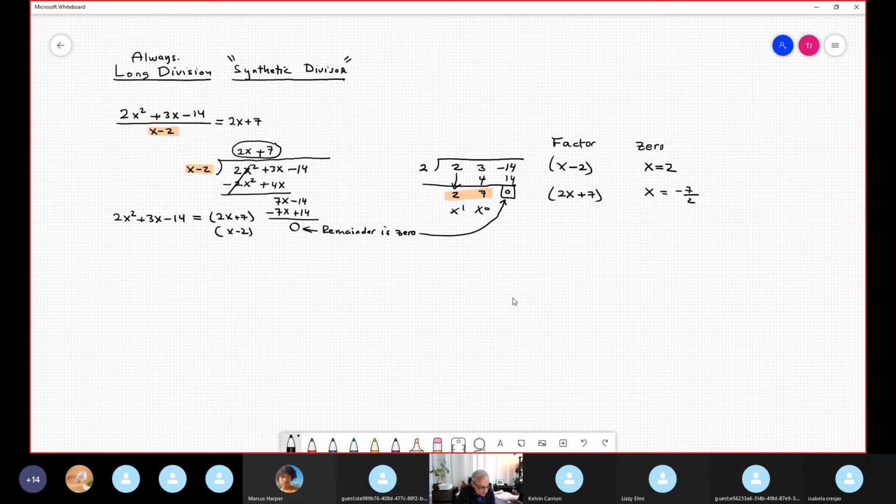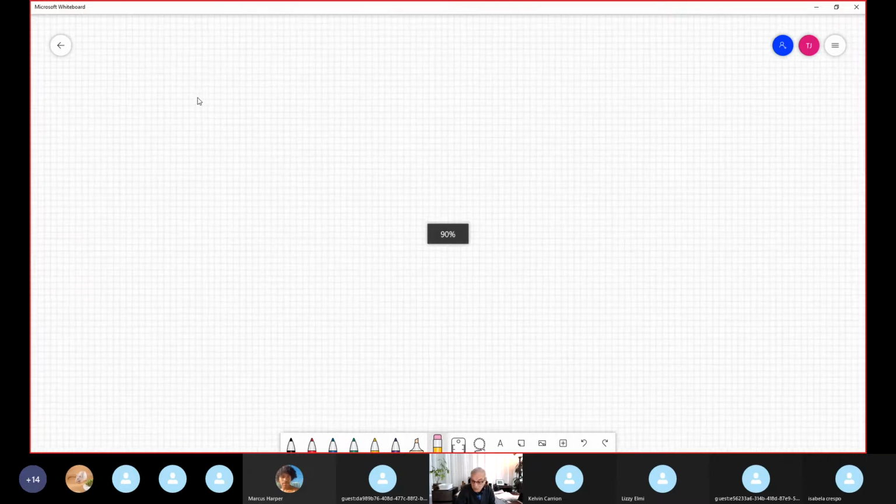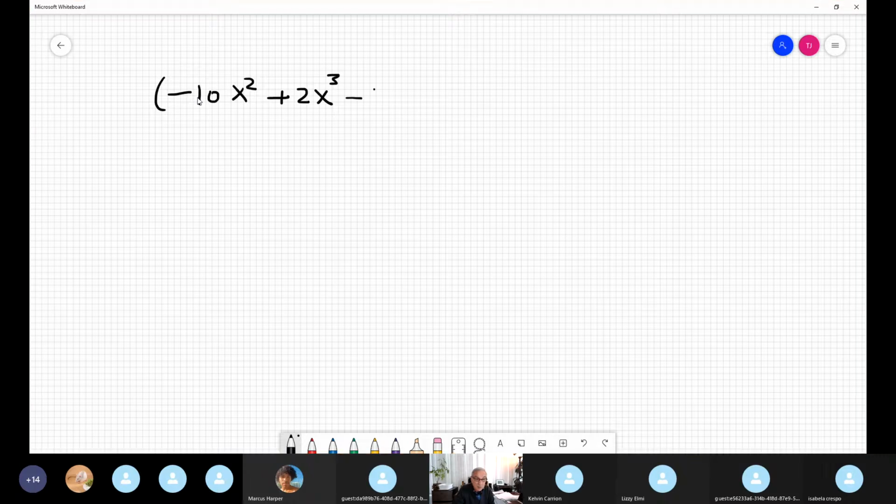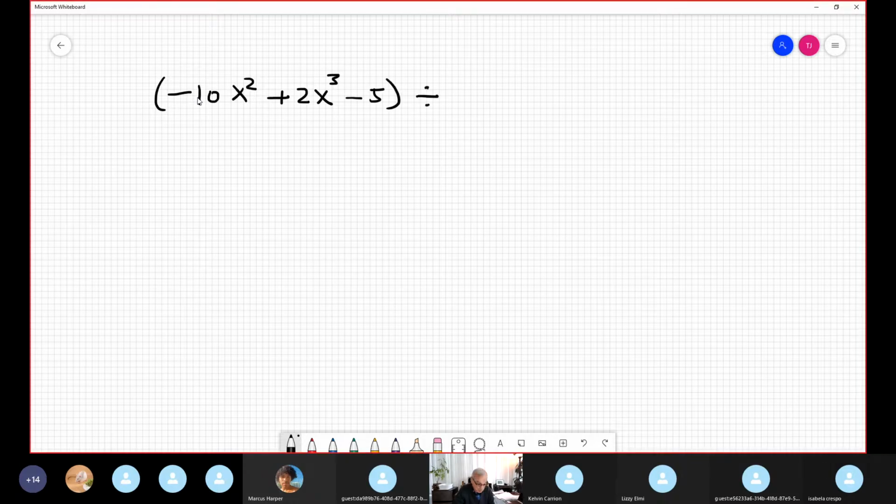Let's practice a little bit of synthetic division. Another example. Okay, let me erase. Suppose, to complicate your life, I put it in a weird way. I divide this polynomial, minus 10 x to the second power plus 2 x to the cubic power minus 5, divided by x minus 4. I forgot to say something.